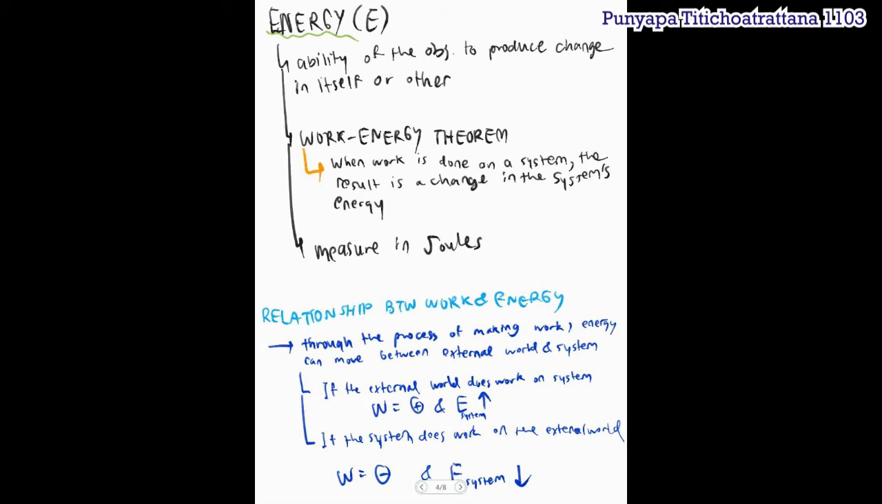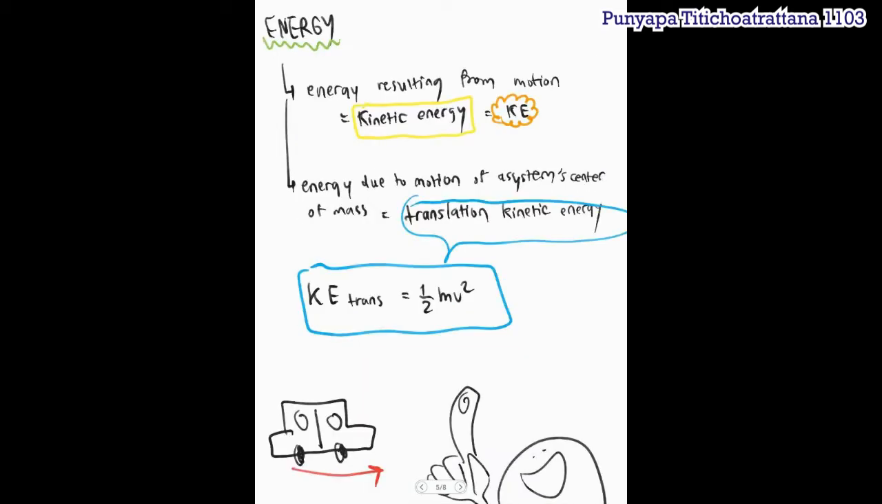Energy resulting from motion is called kinetic energy, or KE. The energy due to the motion of the system's center of mass is called translational kinetic energy, which has the formula KE trans equals 1/2 times mass times velocity to the power of 2.